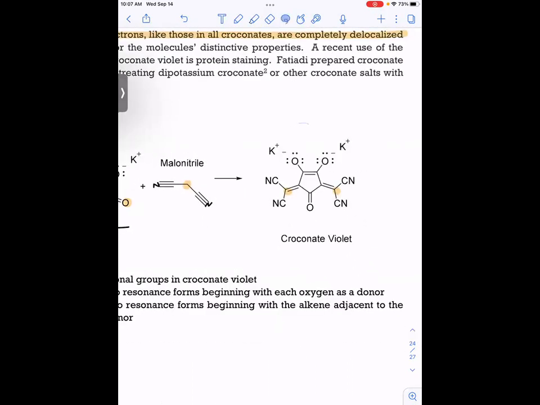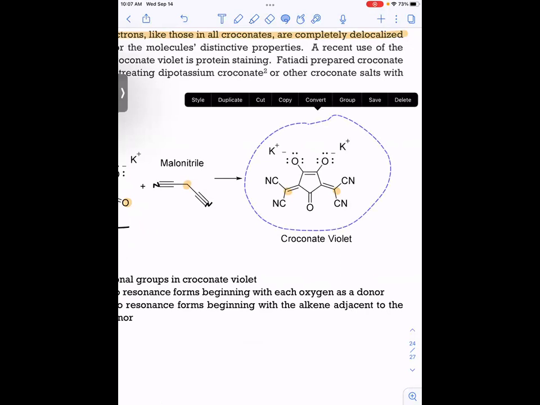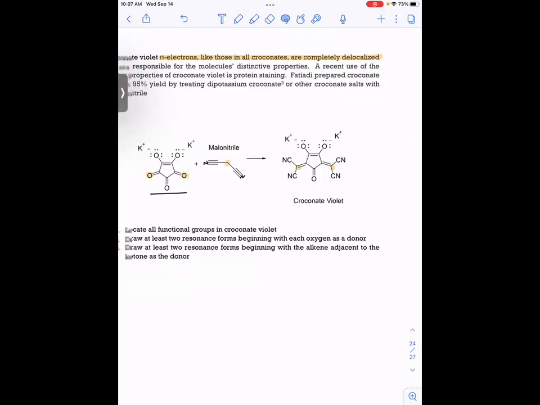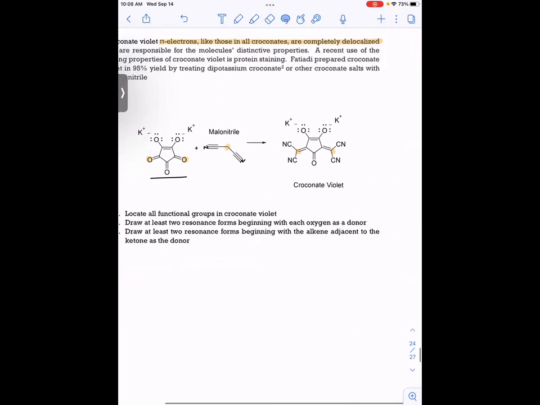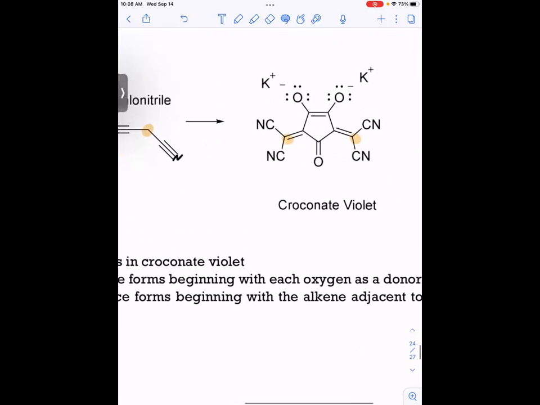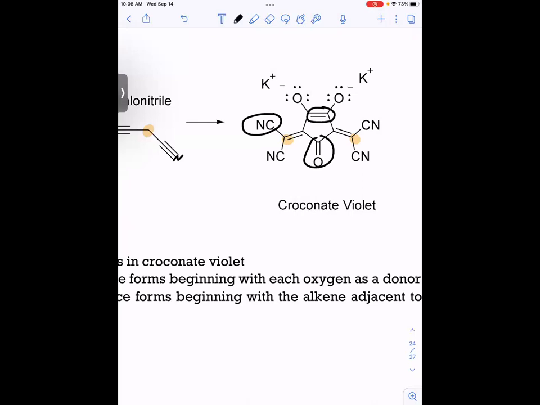So let me copy that. And it gave us some questions down here. Locate all the functional groups in croconate violet. So let's do that real quick. What is this functional group? This one, and yeah, that's it.